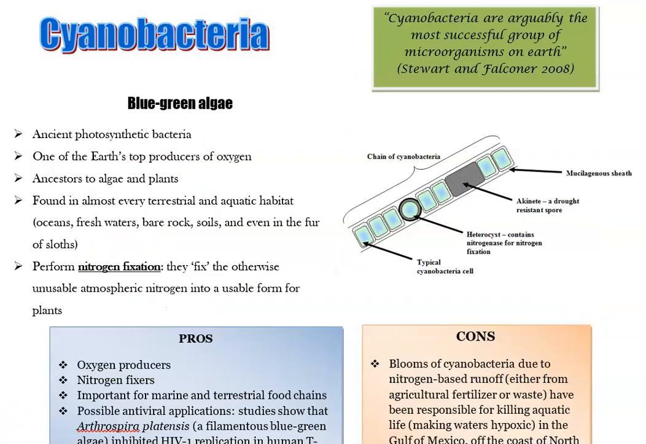And lastly for today, we're going to go over cyanobacteria. They're a species found in the eubacteria kingdom. They're ancient photosynthetic bacteria, also called blue-green algae. They're one of the Earth's top producers of oxygen. They are the ancestors to what we know today as algae and plants.